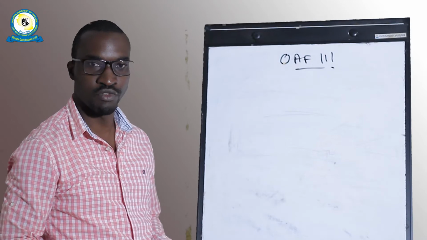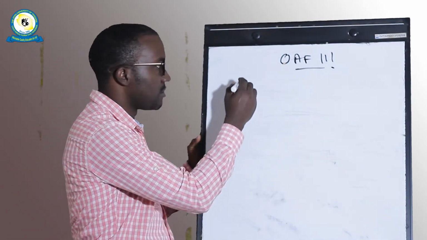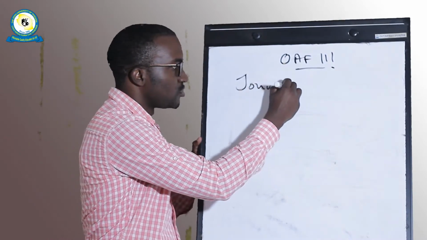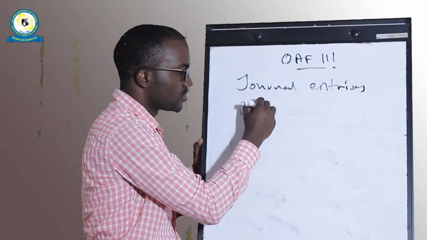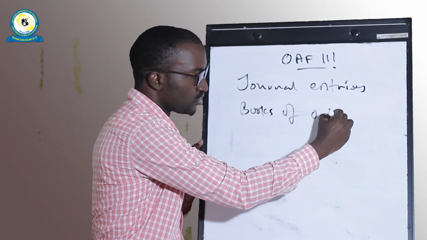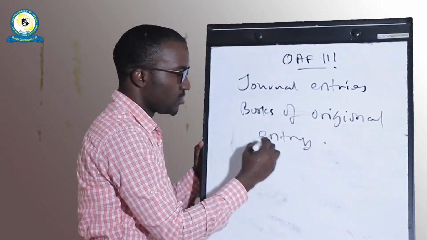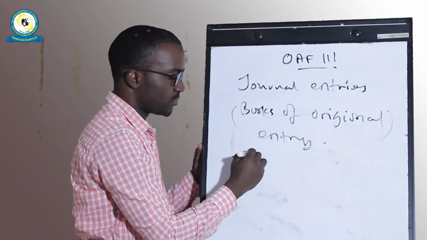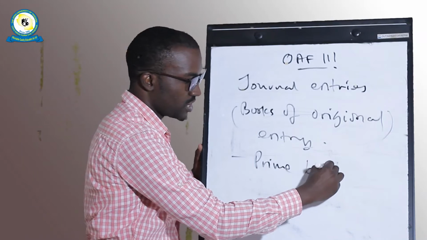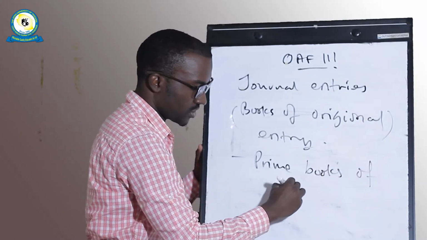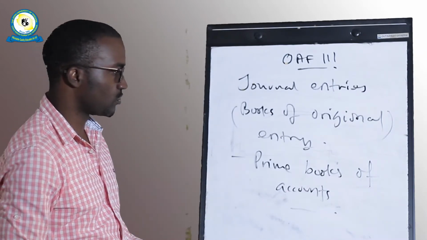Today I'm going to give a very practical question, but this is based on the journal entries, and it also relates to the books of original entry, or sometimes it is also referred to as the prime books of account. Okay, so basically we're going to look at the books of original entry.